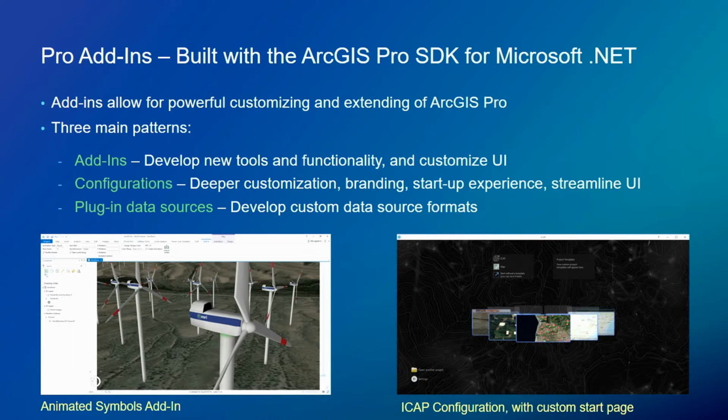The next pattern is configurations, which allows you to have a whole set of deeper customization capabilities, especially over the startup experience, and allows you to streamline the user interface. The screenshot on the right is the ICAP start page, and we're going to be demonstrating this towards the end of the session. Our final pattern is plug-in data sources, and actually this is brand new at 2.3. This allows you to develop custom data sources and actually have them work in Pro like standalone tables or read-only feature classes. So new capabilities here at 2.3.